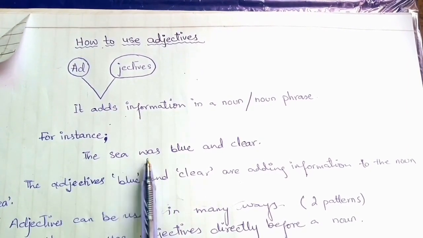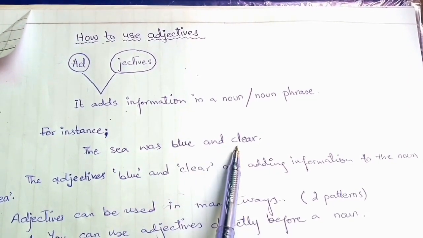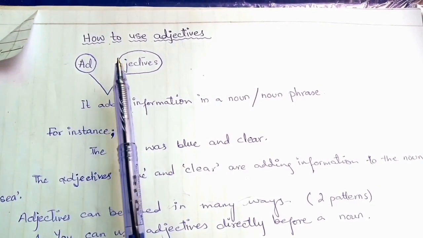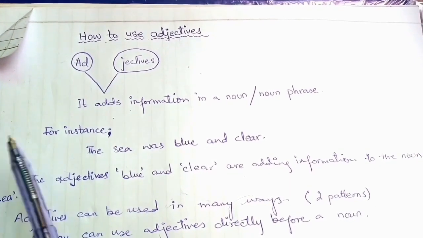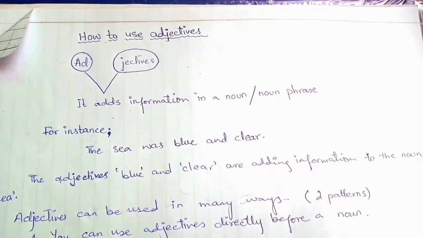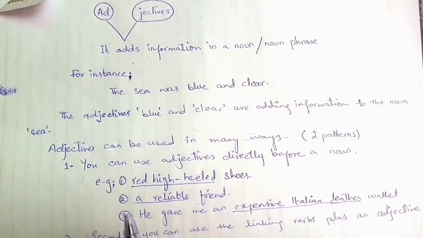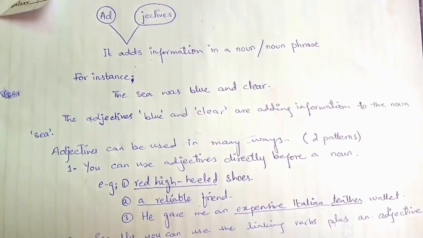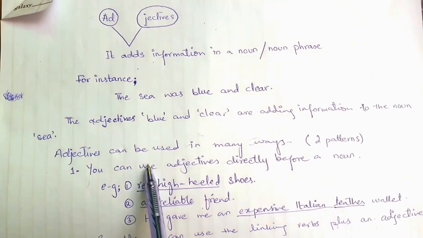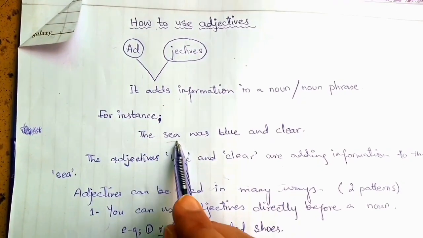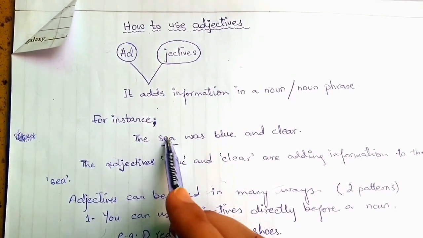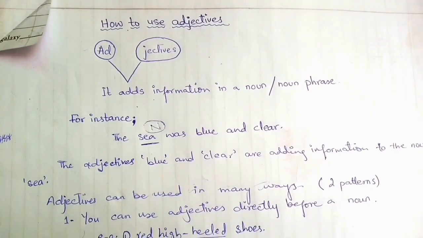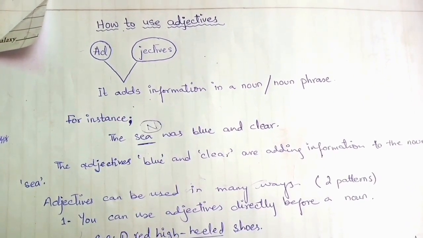For instance, the sea was blue and clear. First of all, if you're finding the adjective, firstly you have to find the noun in a sentence. The sea was blue and clear. Now find out the noun in this sentence. Over here, sea is the noun. So what did you learn about sea?